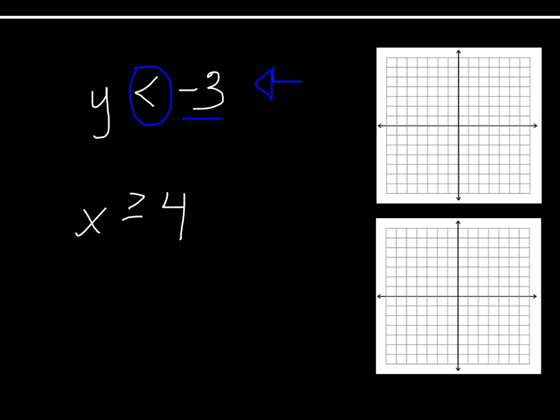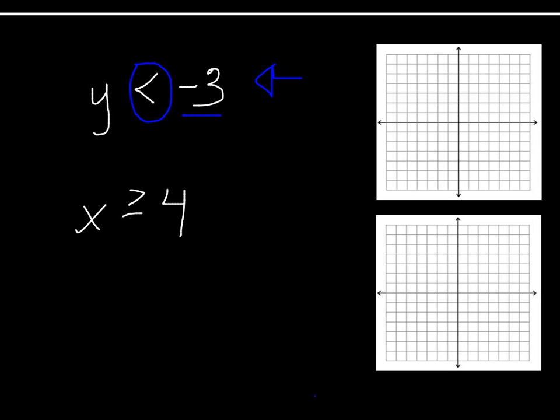So I'm going to find my negative 3 on the y-axis, which is going to be right there. And I'm going to do a dashed line across there, like that. Draw arrows on both ends. And now I'm going to shade. I want everything less than that, which means everything below the line. And everything below would be down here.